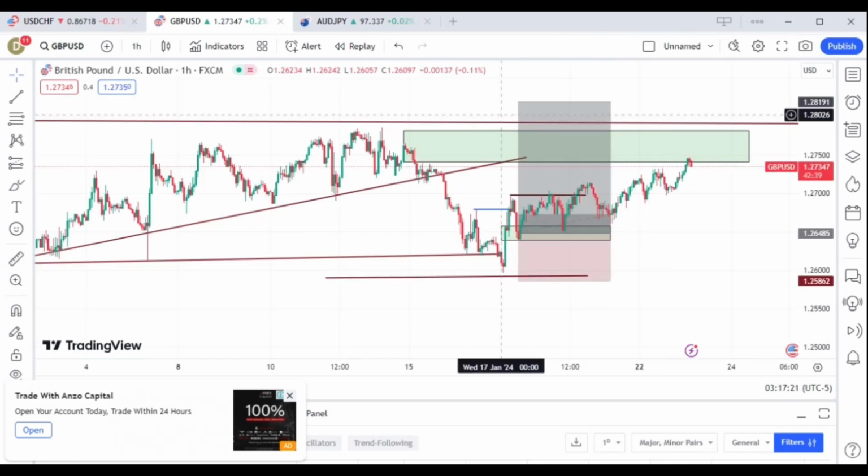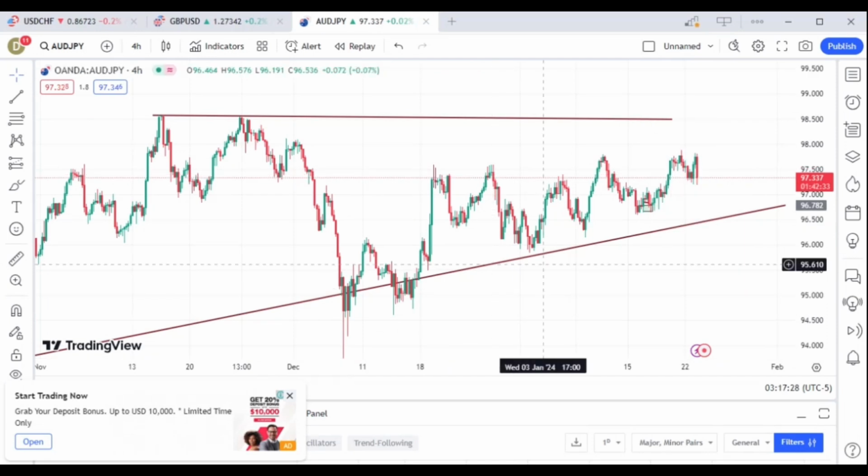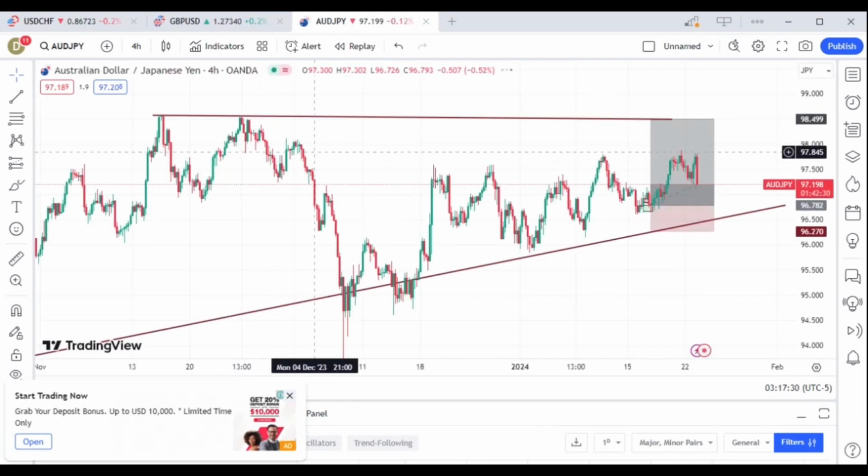Let me analyze AUDJPY and see if this one does the same thing. So these are my three basic pairs I always trade: USDCHF, GBPUSD, and AUDJPY. These are the pairs I spend time trading, and the reason I always trade them is because of the concept called correlation. I'm going to make a video about correlation.